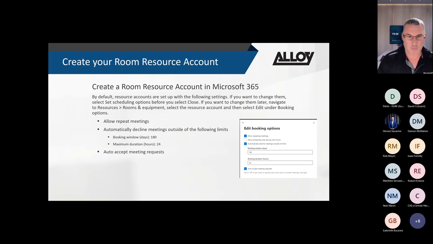Now, one thing we need to make sure of is that the auto accept meeting request is enabled. Just imagine if we want to schedule a meeting inside one of those meeting room spaces. If we send a meeting request to that room resource and it doesn't accept the meeting, then we have to manually go in and accept meetings on behalf of that room. So make sure we do have that enabled.